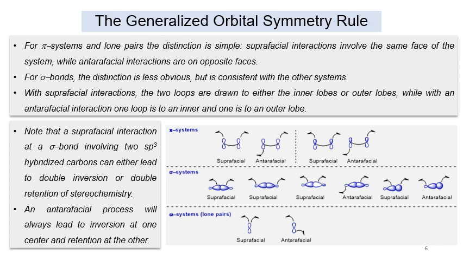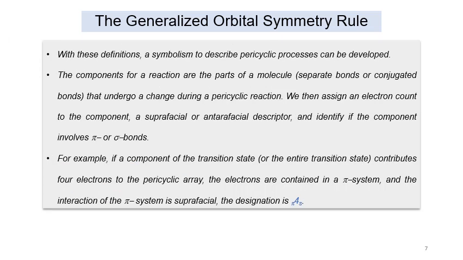Now, the suprafacial interaction at a sigma bond involving two sp3 hybridized carbons can lead to double inversion or double retention of stereochemistry. This is very important. On the other hand, an antarafacial process will lead to inversion at one center and retention at the other center. We will see what this means, especially when we see the electrocyclizations and the sigmatropic shifts. But this is very important and needs to be kept in mind.